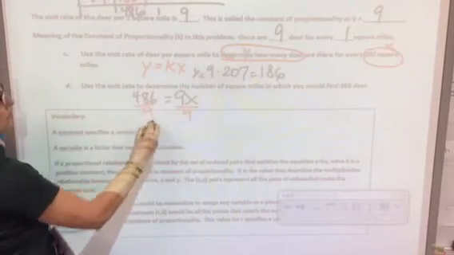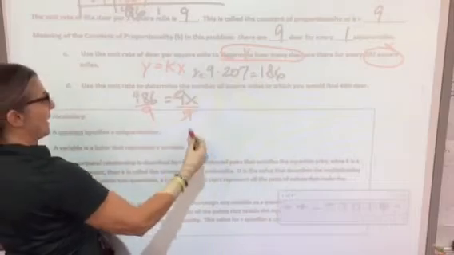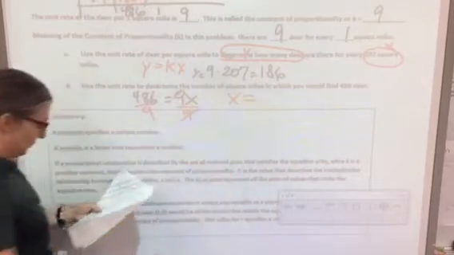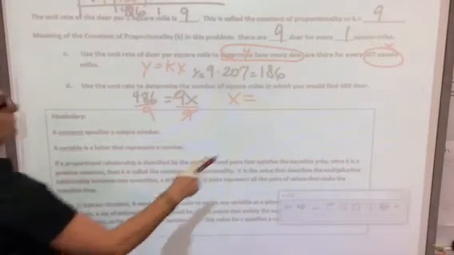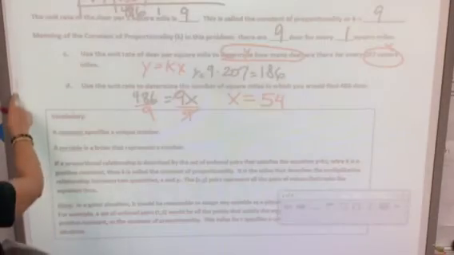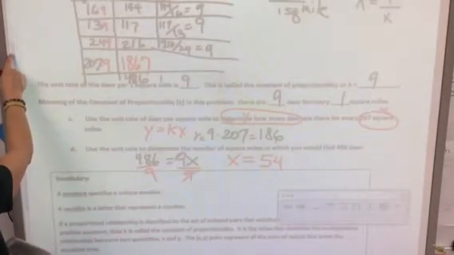So divide both sides by 9. So we've got x alone, so x would be equal to, on the calculator, let's see here, 54. So x would be equal to 54 square miles.